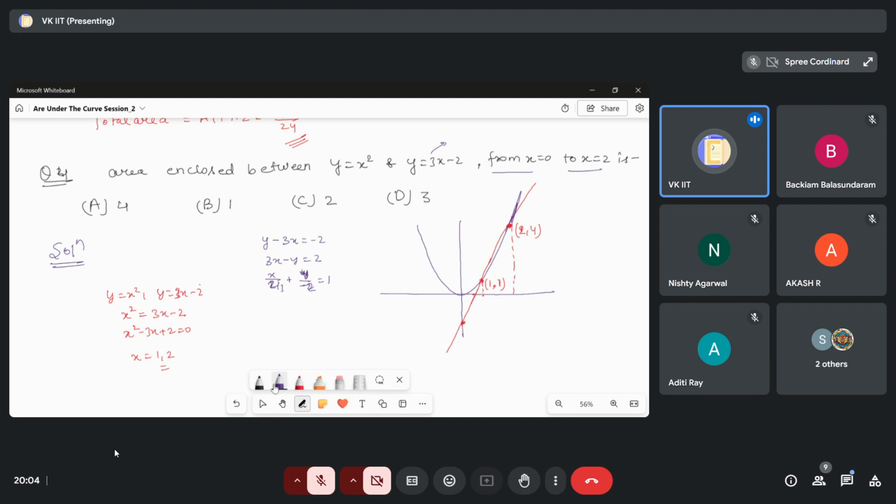The question is saying we have to find the area enclosed between these two curves and x is equal to 0 and x is equal to 2. So x is equal to 0 is this one and x is equal to 2 will be this one. So you can see clearly.